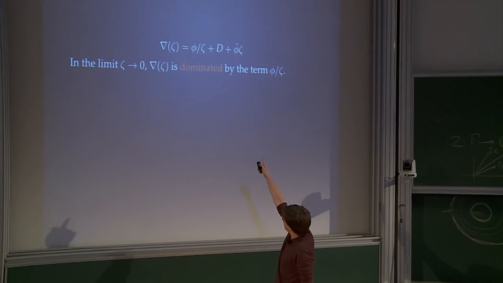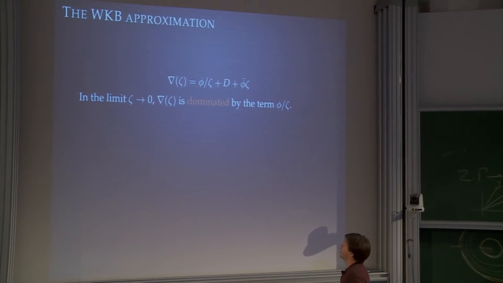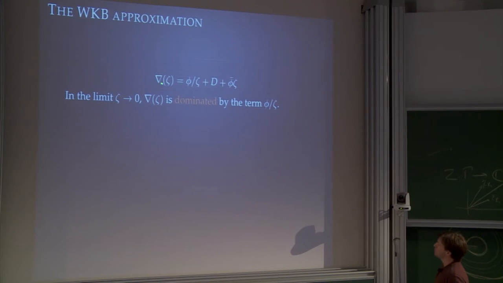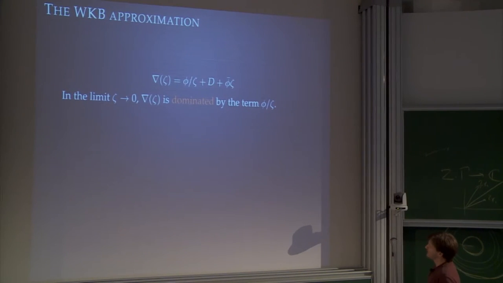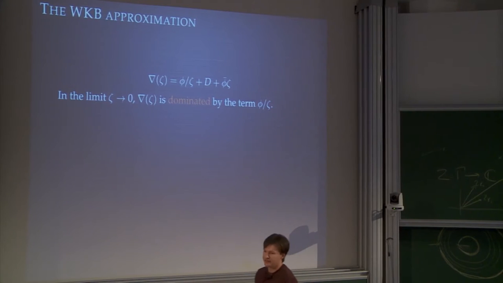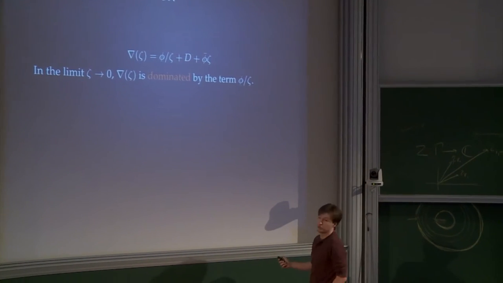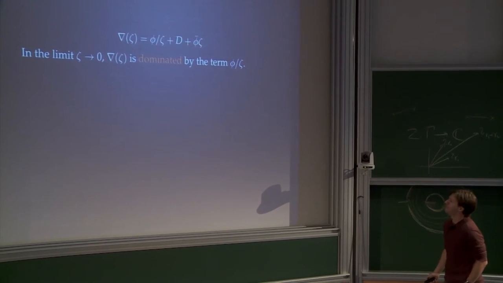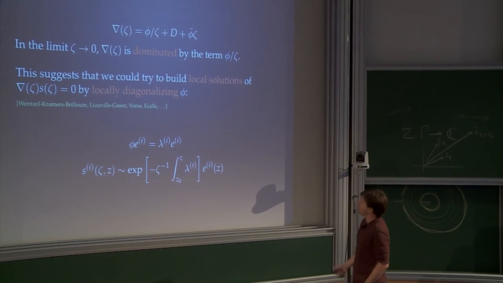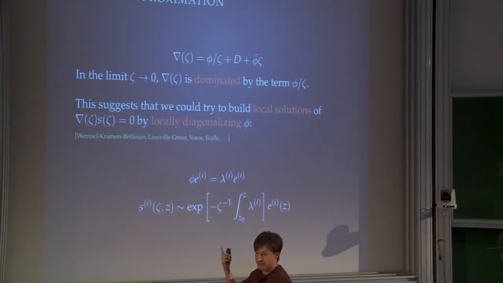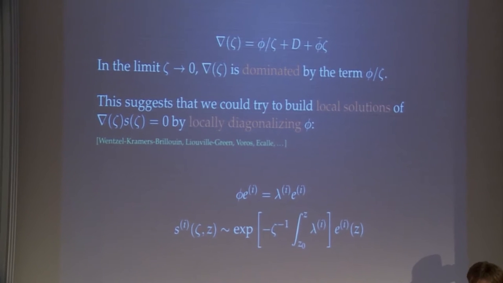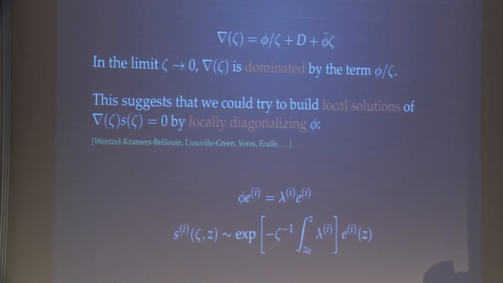The idea is, this family of connections comes to you in this explicit form. In particular, in the limit as zeta goes to zero, you look at this connection, and it's dominated by the first term. So very naively, you would think that to find a solution, it might be enough just to deal with this first term. So what does it suggest? In order to try to build a solution of this equation, the key thing would be to just diagonalize this Higgs field.